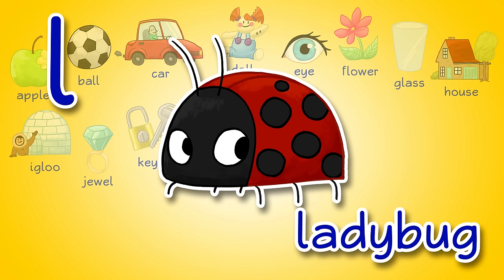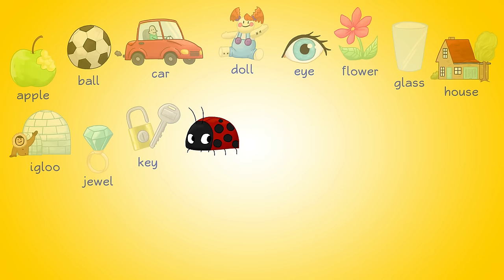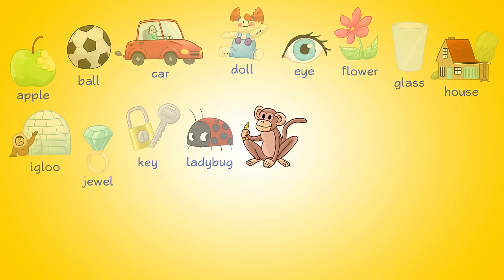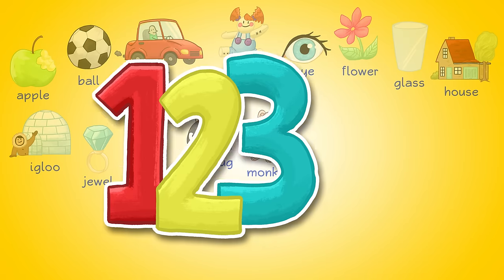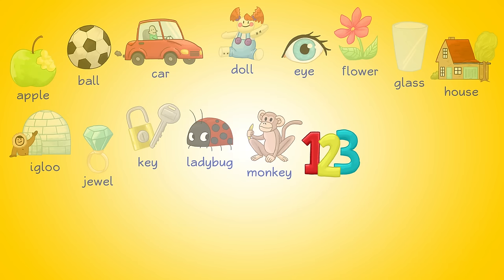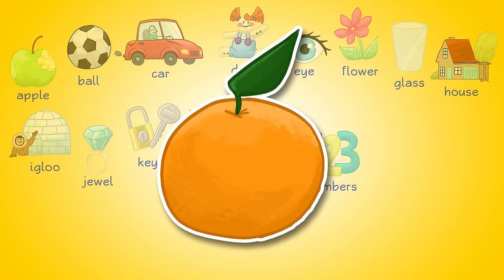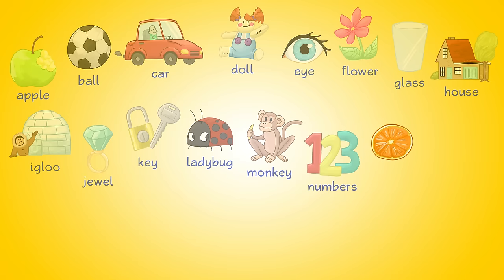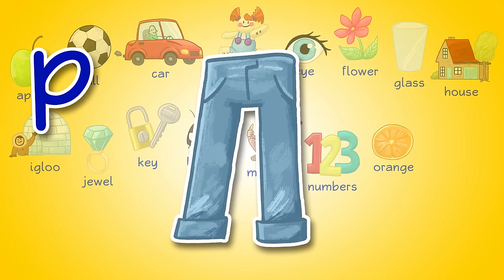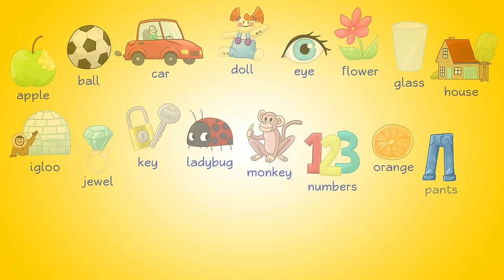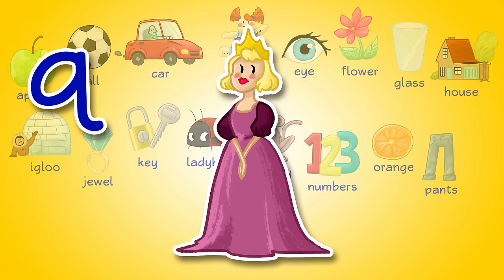L is for ladybug. M is for monkey. N is for numbers. O is for orange. P is for pants. Q is for queen.